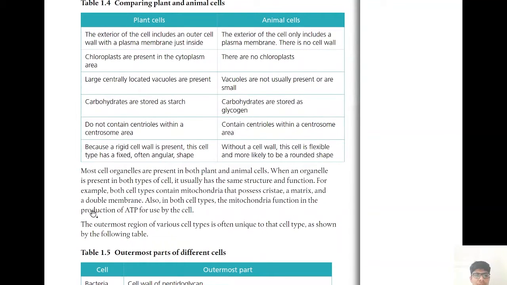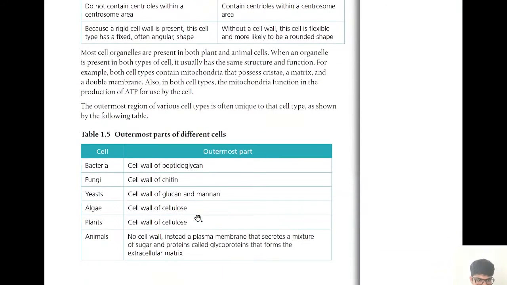Most cell organelles are present in both plant and animal cells. When an organelle is present in both types of cells, it usually has the same structure and function. For example, both cell types contain mitochondria that possess cristae, a matrix, and a double membrane. Also, in both types of cells, the mitochondria function in the production of ATP for energy used by the cell.